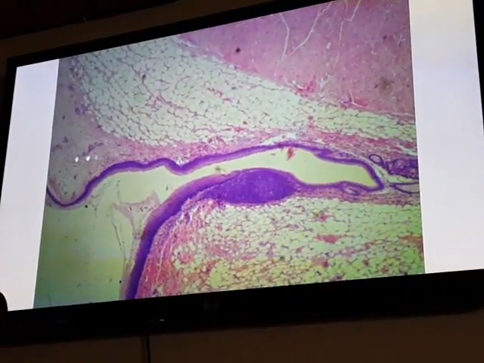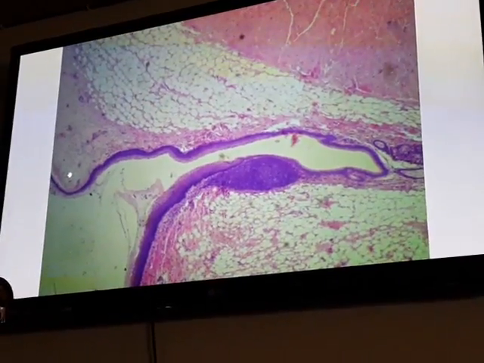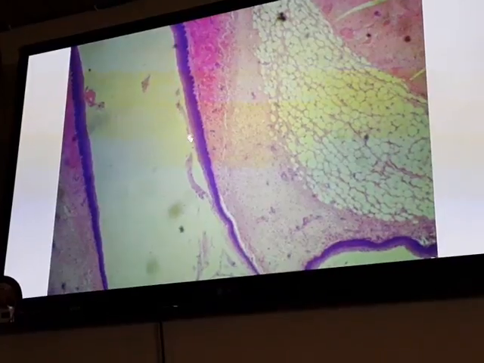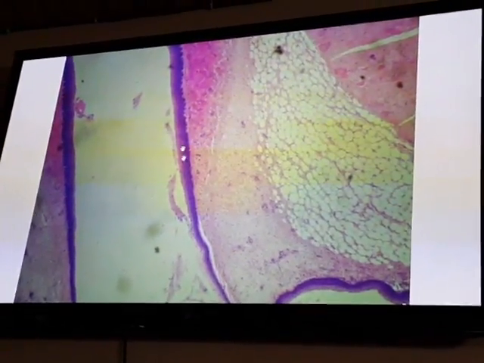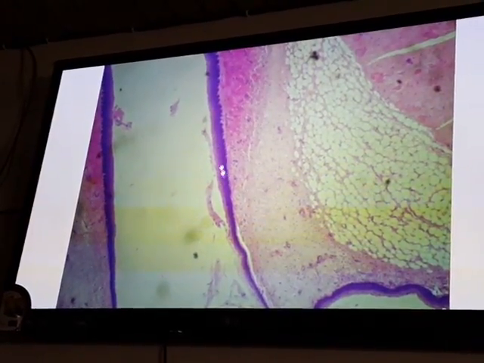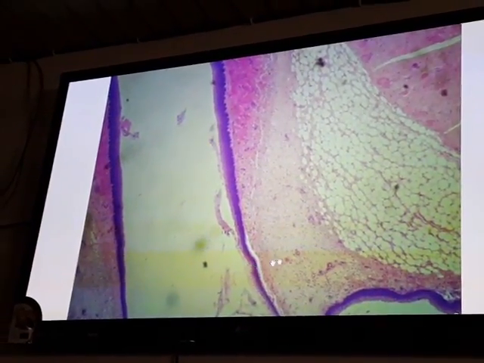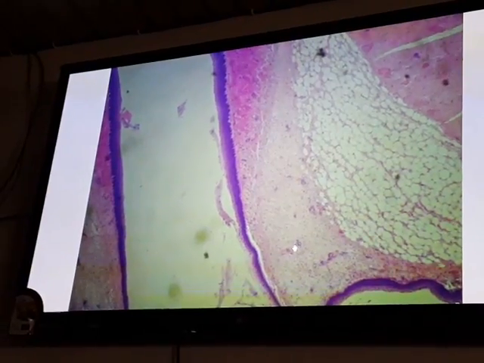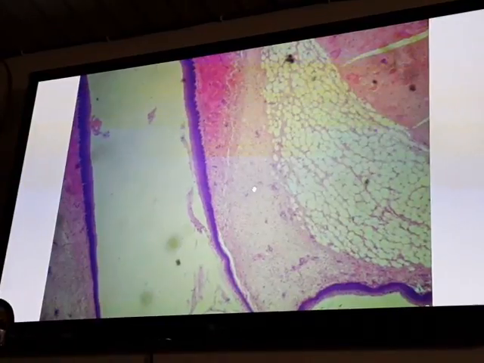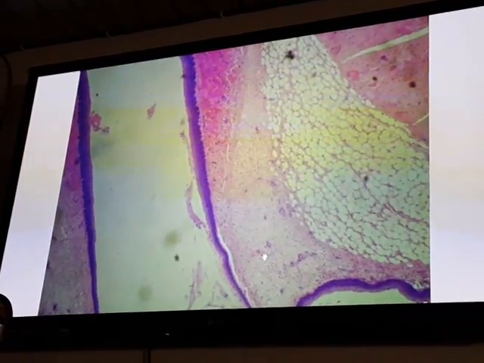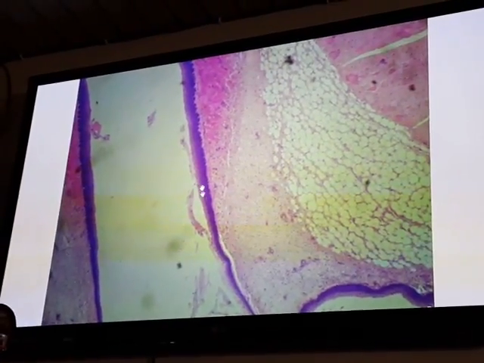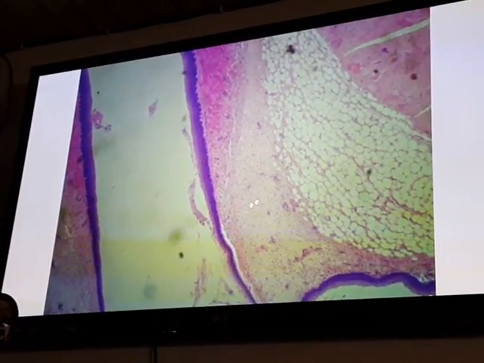The lower vocal folds, or true vocal folds: the lining epithelium, or the covering epithelium, is stratified squamous non-keratinized. Beneath, we have bundles of elastic fibers that form the vocal ligament. This is the vocal ligament, covered by stratified squamous non-keratinized epithelium.